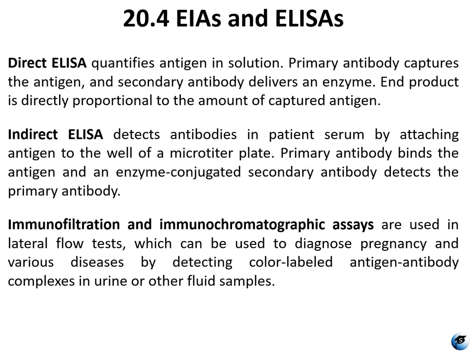In an indirect ELISA, you can detect the antibodies in patient serum by a more indirect method. So what you do first is you attach the antigen to a microtiter plate. Then you have a primary antibody that binds to that antigen. Then you have a second antibody that will then bind to the primary antibody. Okay, so we'll have another look at that in just a second.